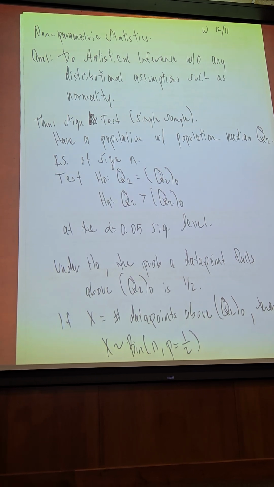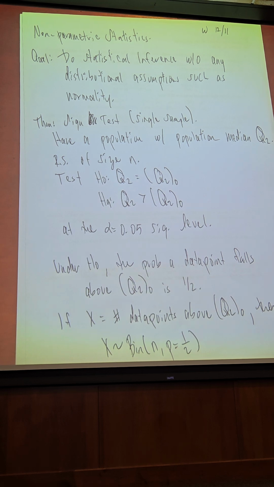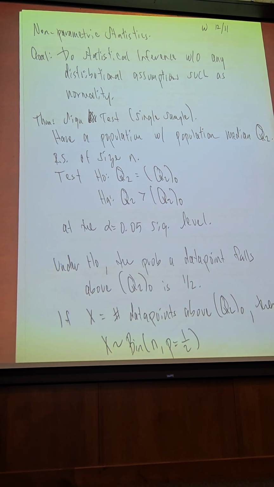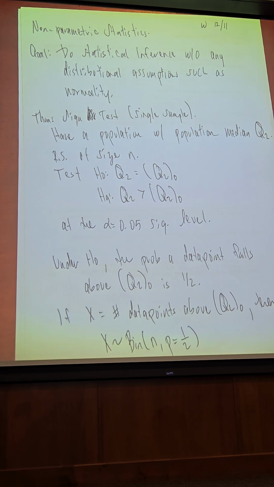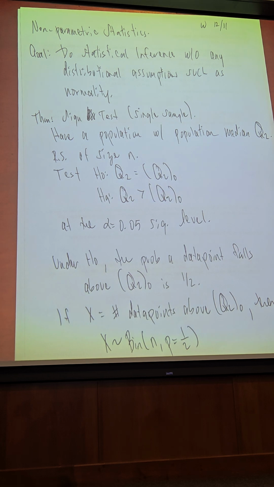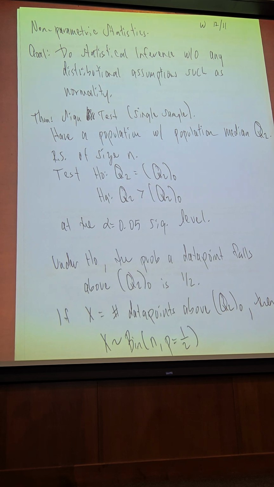But many times, you might have a small sample size and you're sampling from a non-normal distribution. Can you still do any sort of statistical inference? And the answer is yes, using non-parametric statistics. So where we're going is, we have a population where the population median is some value Q sub 2, and we get a sample from that population. What we really want to test is, is the median equal to some value, or is the median greater than some value? And we're going to do this at some significance level, say 0.05.